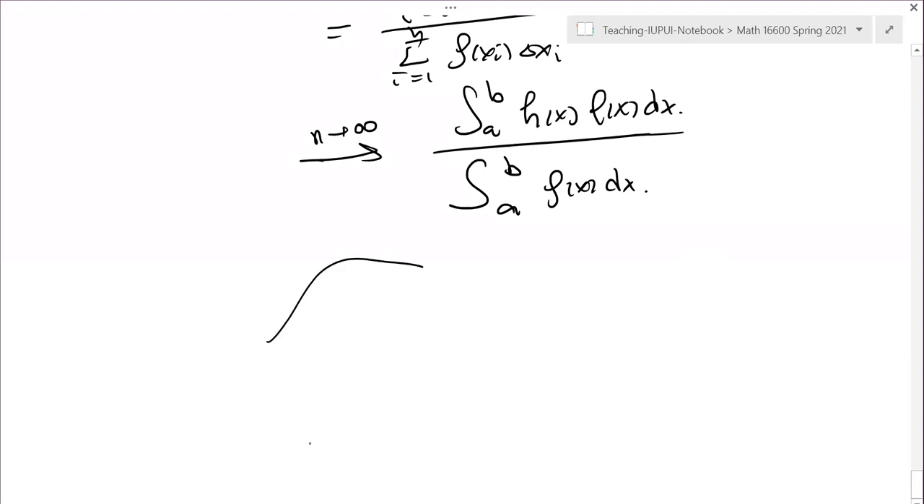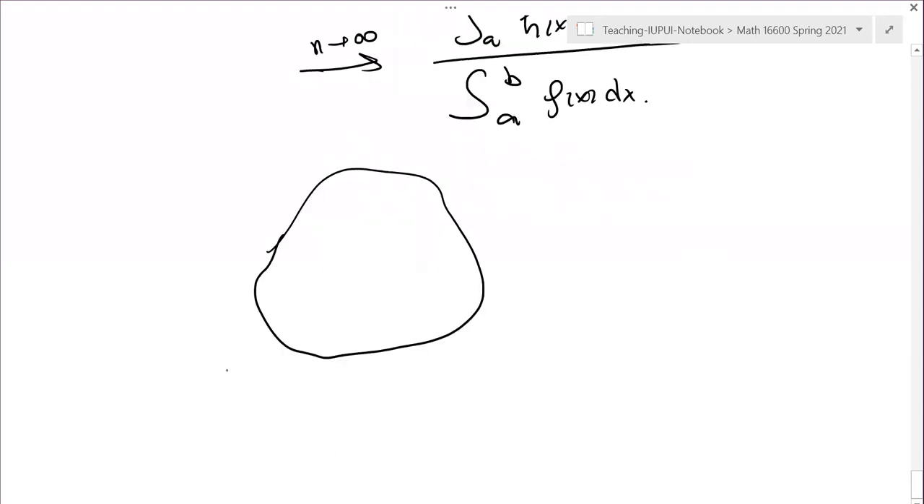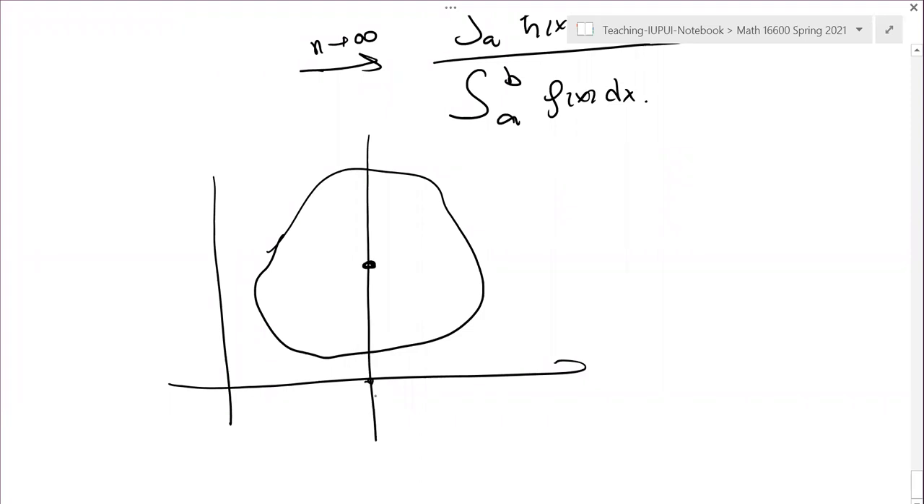So if you're coming back to here as a picture, this is a middle point, this is an x.